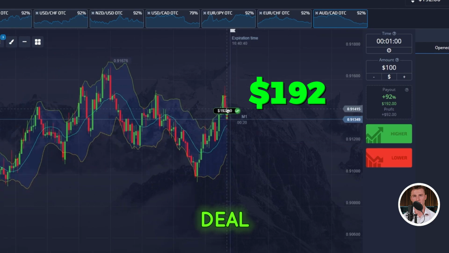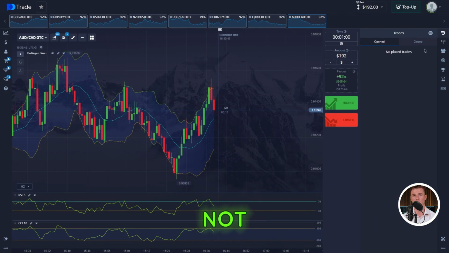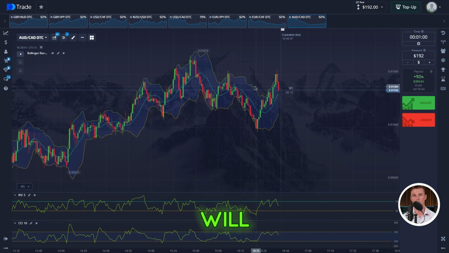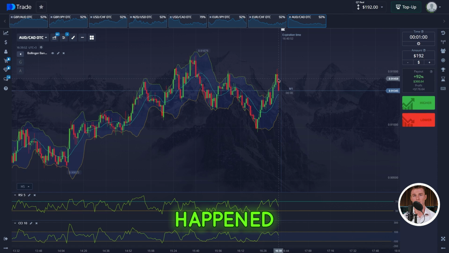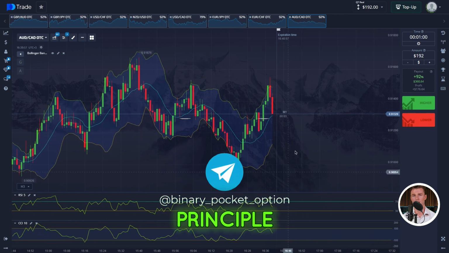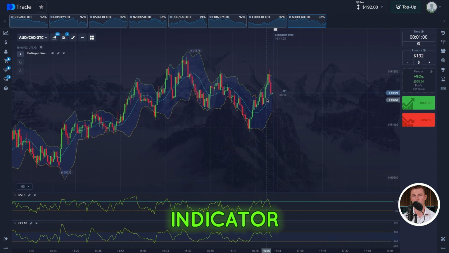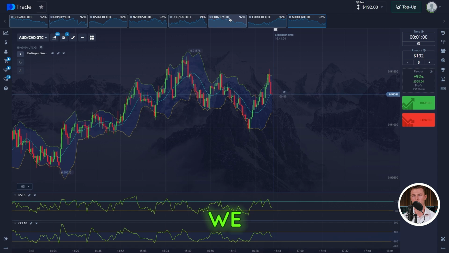And our first deal easily closes in A+. As I said, a not very good opening level of the deal will not prevent us from closing it in A+, and that's exactly what happened. This is how we open a deal for a decrease, that is, according to this principle: leaving the overbought area, touching the upper band of the indicator, and opening for a decrease. We will select the next currency pair.